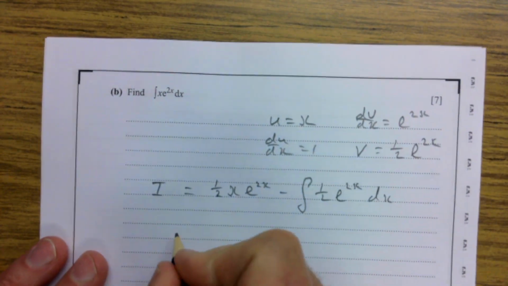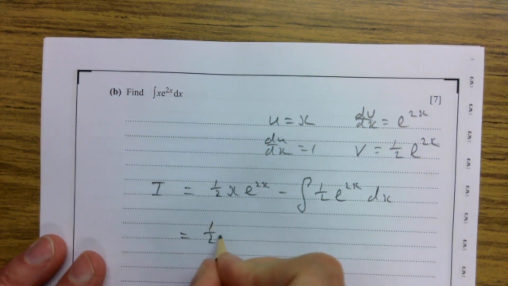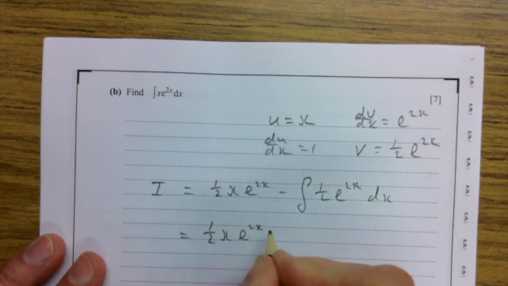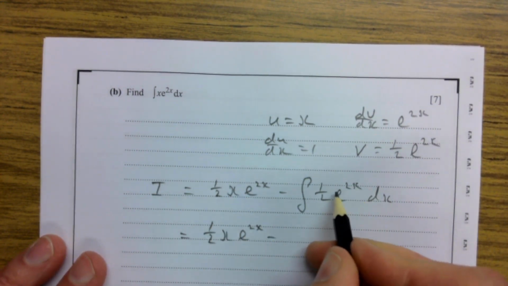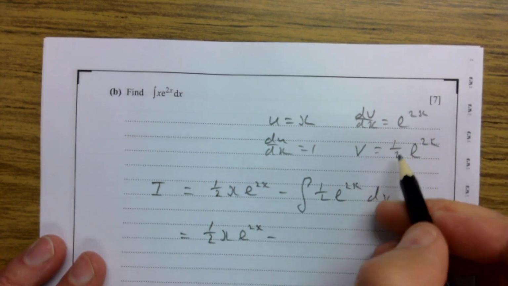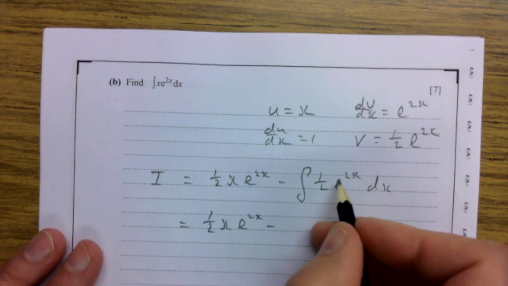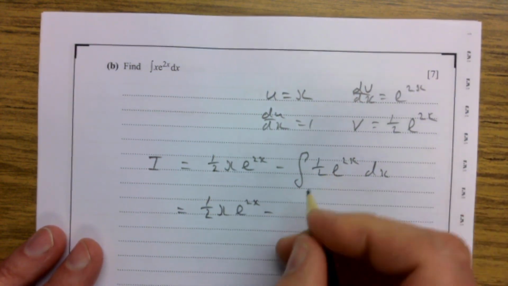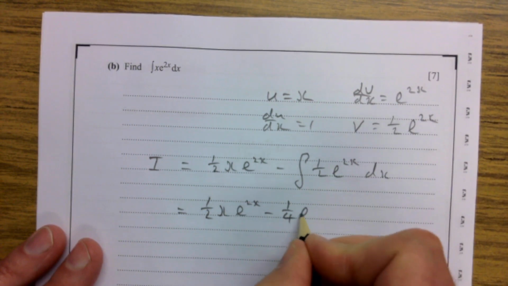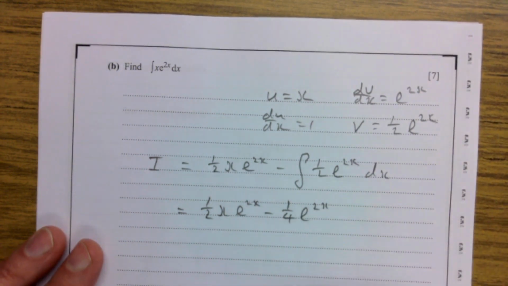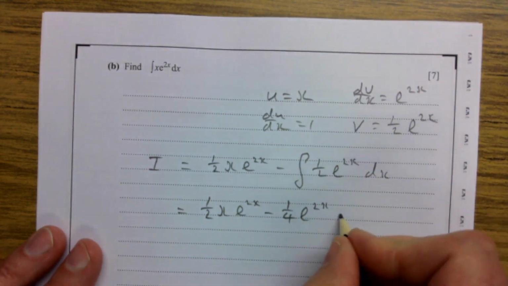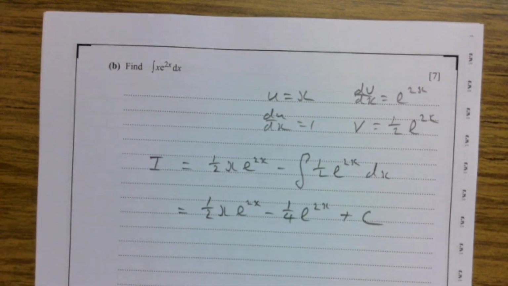And so my final line is going to be a half x e to the 2x, take away integrating this. Remember the e to the 2x, when we integrate here it's going to go to a half again, so the half times a half, a quarter e to the 2x plus c.